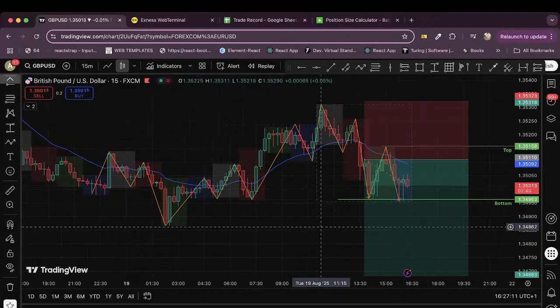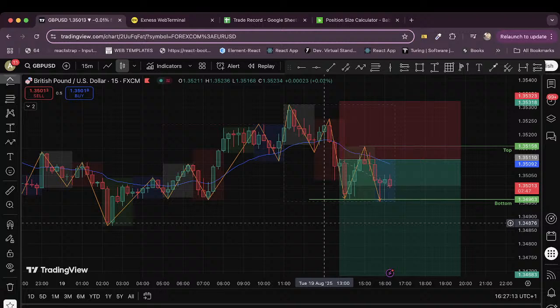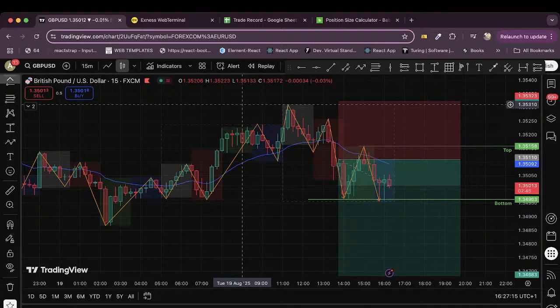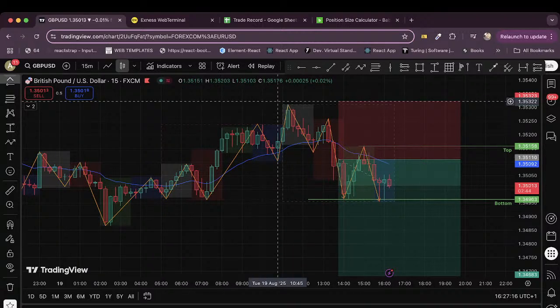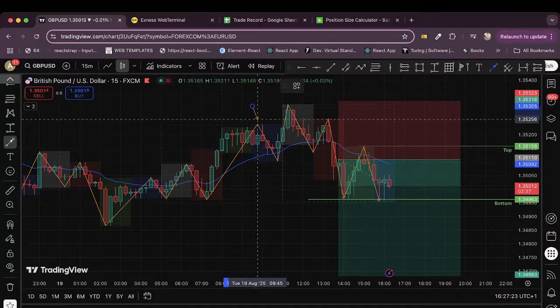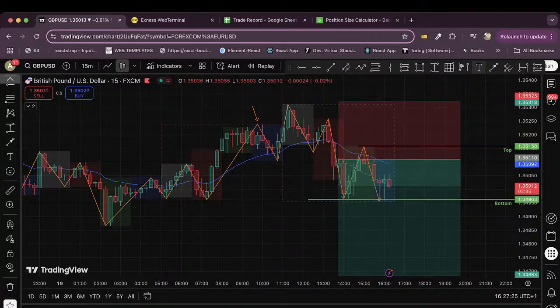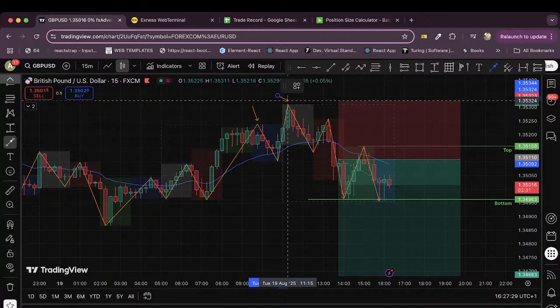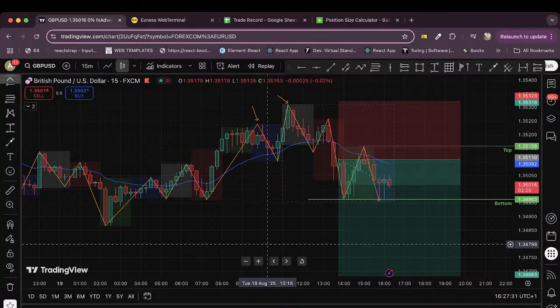So that's the head and shoulder there. You can look at it there. Let me mark it out for you, but I think you can pretty much recognize it from that image I showed you. That's the shoulder, that's the head.